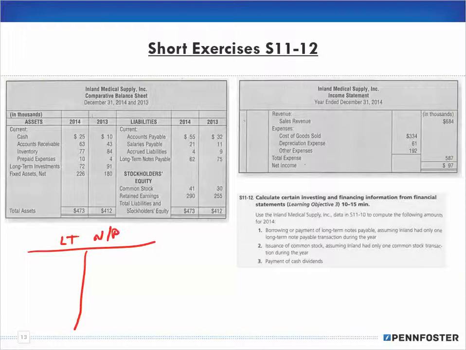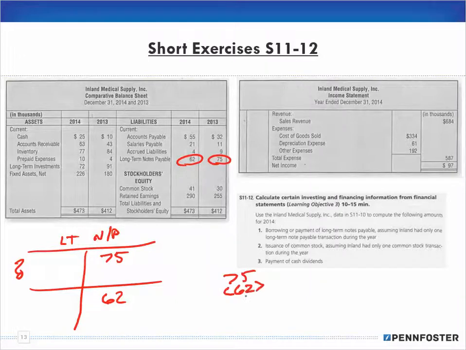Long-term notes payable. So we're looking at the 75 and the 62. If we start out with 75 and our ending balance is going to be 62, how much is the payment on the notes payable? Well, in this case it's basically just the difference between the two. 75 less 62 is 13, right? And so we have a debit for $13,000.